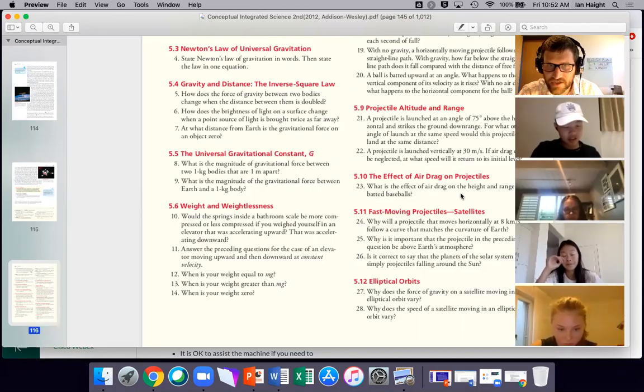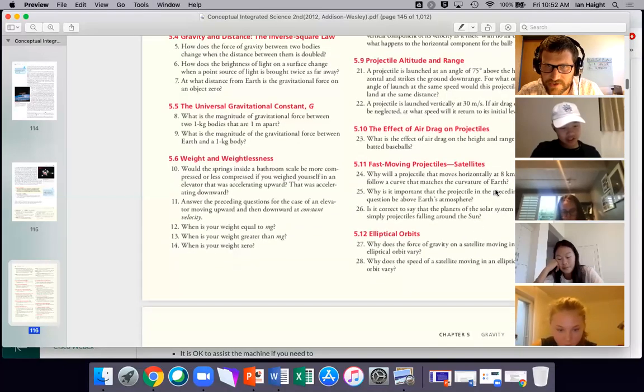5 meters. And does anyone know how far down the Earth curves for every 8 kilometers? 5 meters, right? So it's going to match the curvature of the Earth, that's the key thing. So that's what that's getting at. So 25 says, then why is it important that the projectile in the preceding question be above Earth's atmosphere?